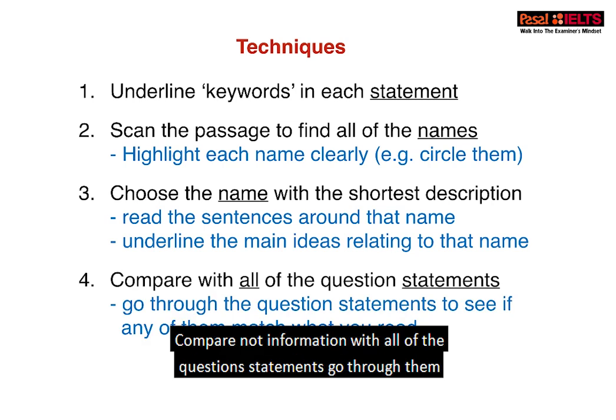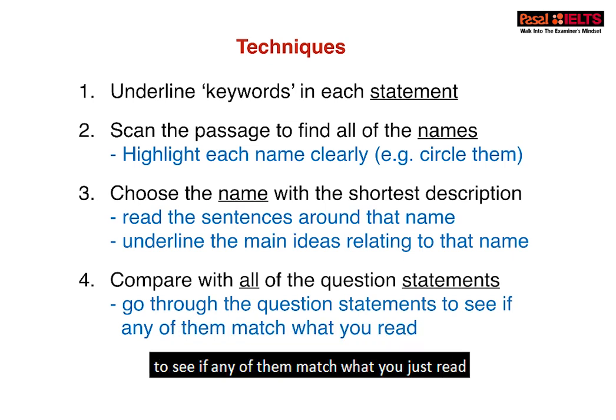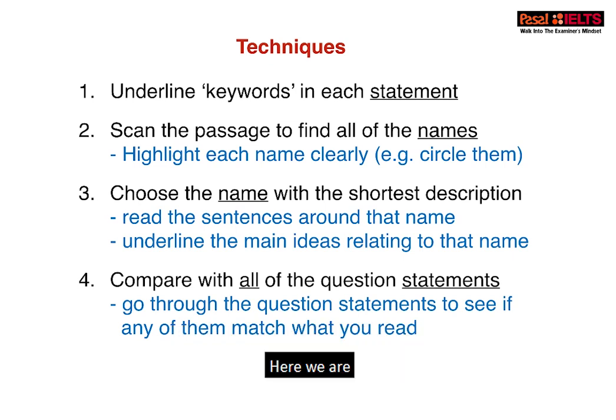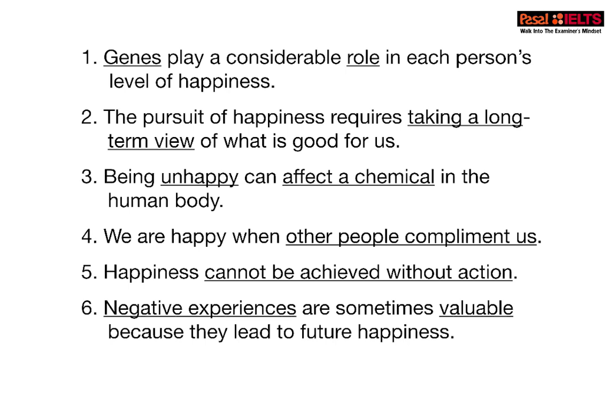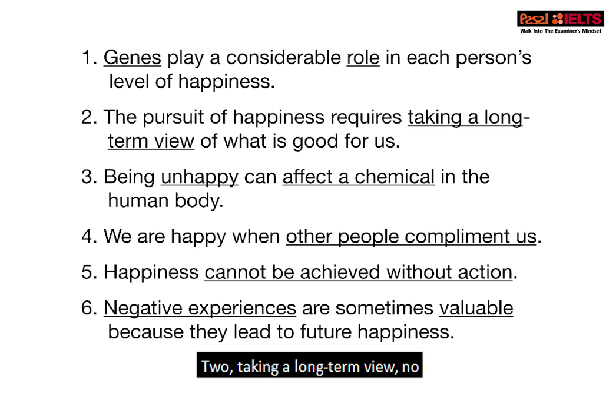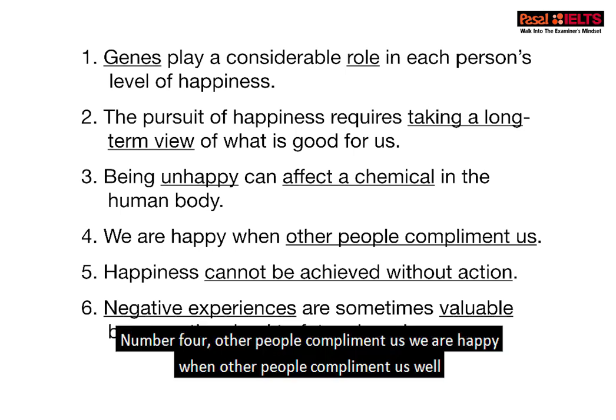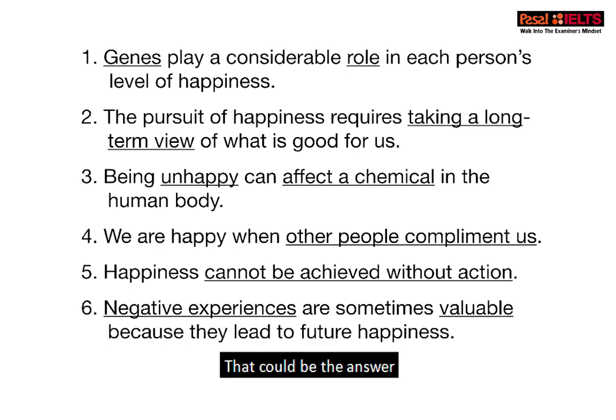Compare that information with all of the question statements, go through them to see if any of them match what we just read. Here we are with the question statements. Was it about the role of genes? No. Number 1, no. 2, taking a long-term view? No. Unhappy and the effect on a chemical? No. Number 4, other people compliment us. We are happy when other people compliment us. Well, that could be the answer. We'll come back to that in a minute.